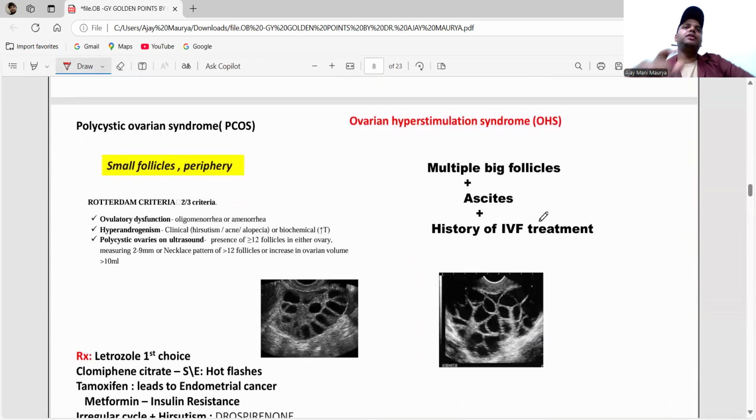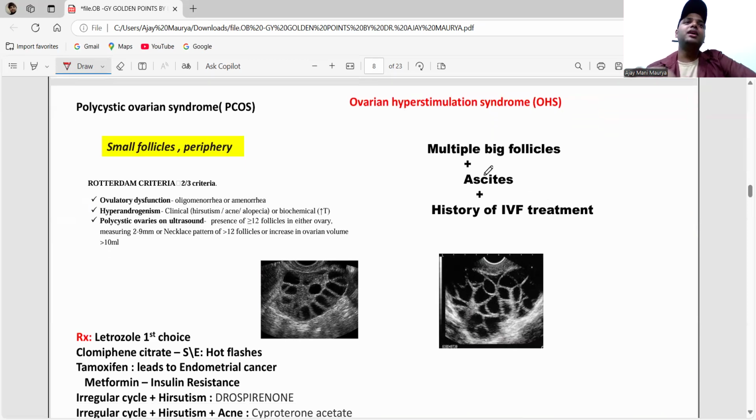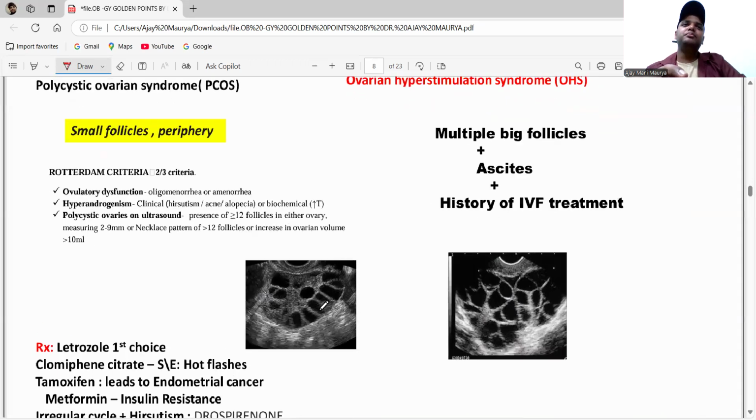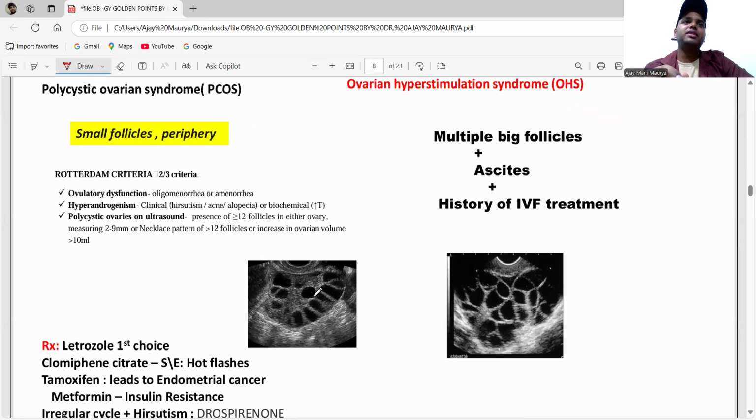Next one, guys, PCOS versus OHSS. PCOS versus OHSS. This is polycystic ovarian syndrome and ovarian hyperstimulation syndrome. Okay, now see here, guys, you have to remember this one. It looks like pearls. This is the string of pearls appearance, seen in the necklace pattern.